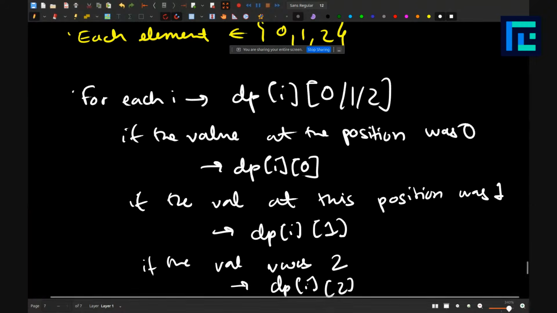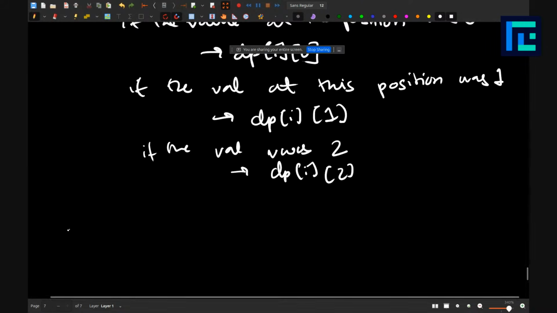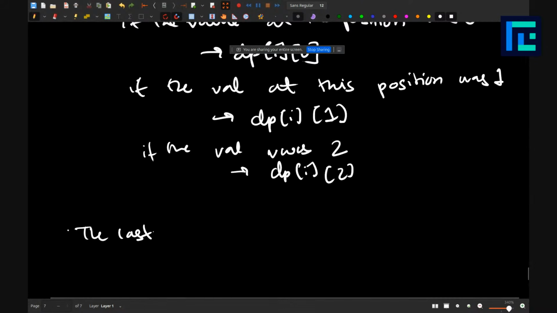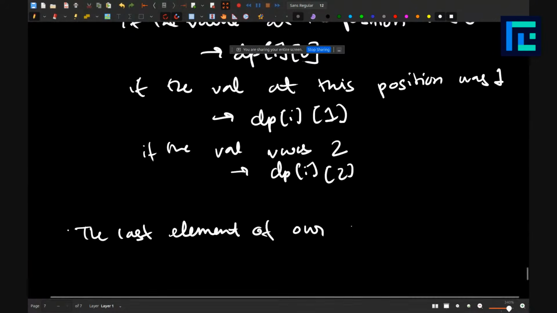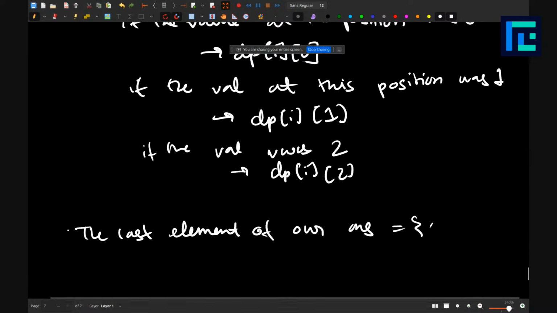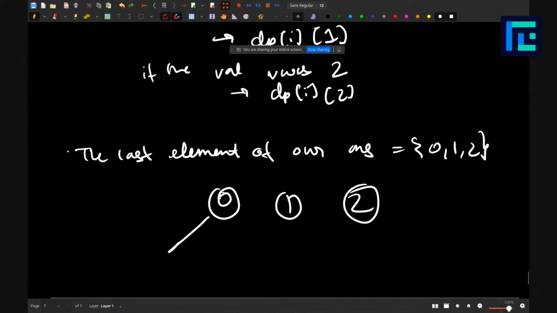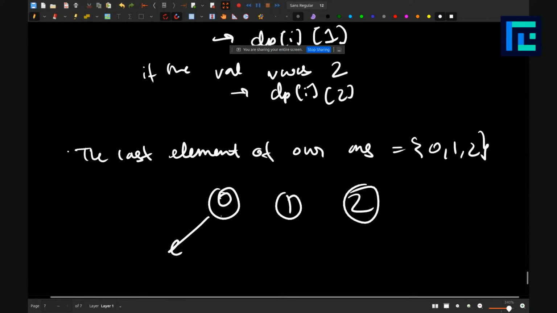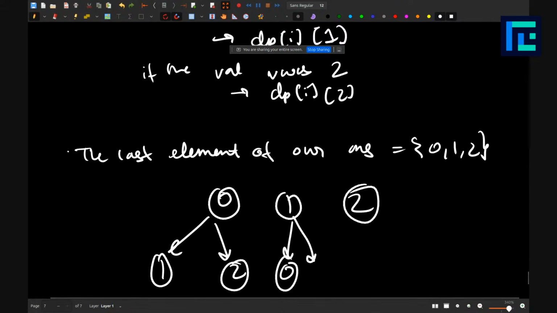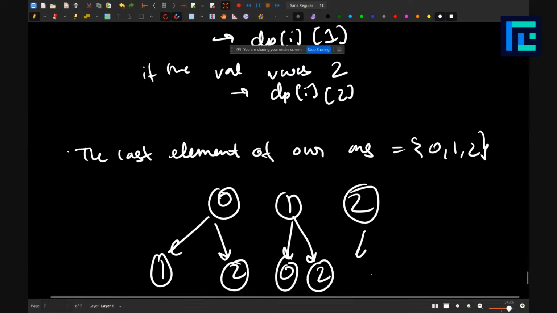Or if you want to look at it from the other perspective, we can say that the last element of our answer is either 0, 1 or 2, right? Then from the last element again we have two cases. If it was 0, the second last element is either 1 or 2. In this case it is either 0 or 2, and in this case either 0 or 1, right? And so on.